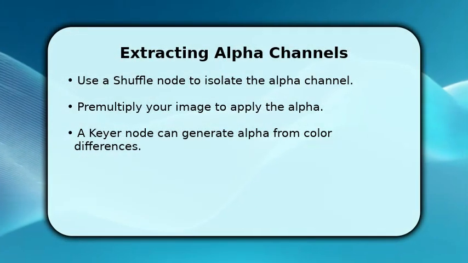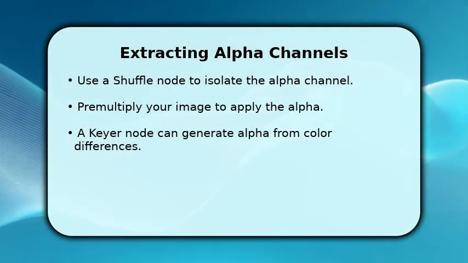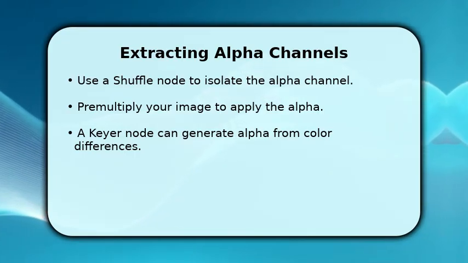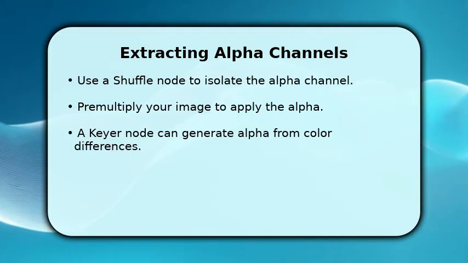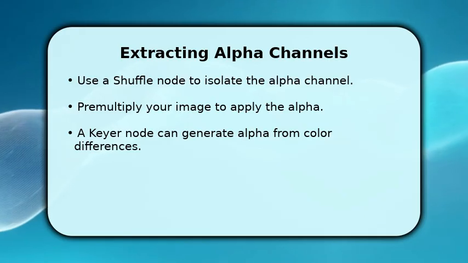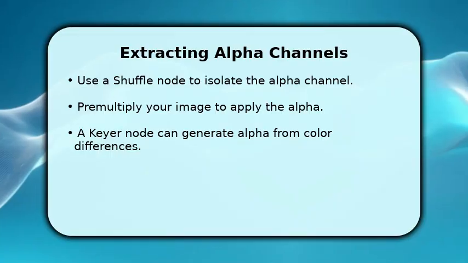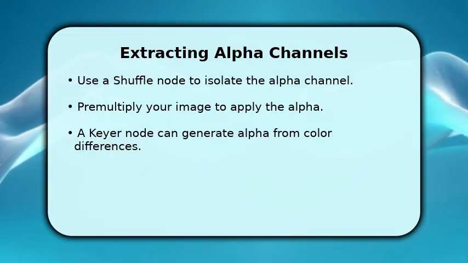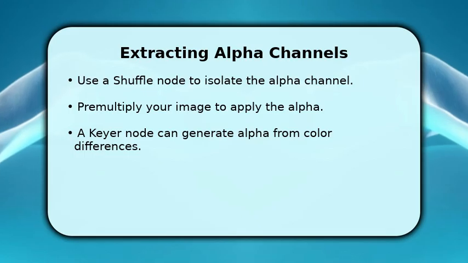To extract an alpha channel, begin by using a shuffle node to specifically select the alpha from your input. If your footage is not already premultiplied, apply a premult node to correctly combine the color and alpha information. For footage without a direct alpha, a keyer node, like Keylight, can generate one based on color ranges, such as green screen or blue screen footage. This step is vital for clean extractions.